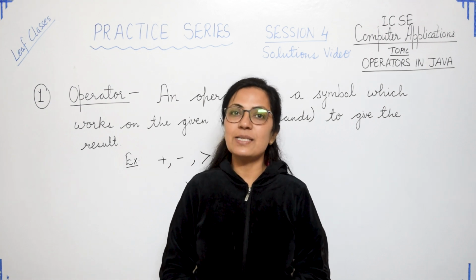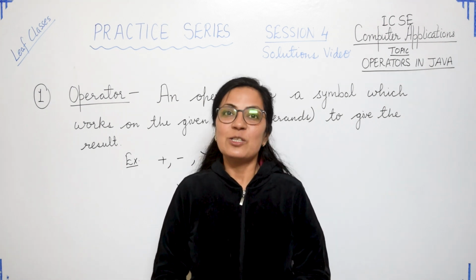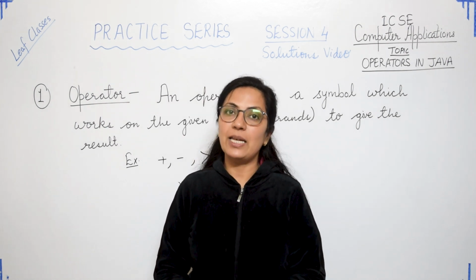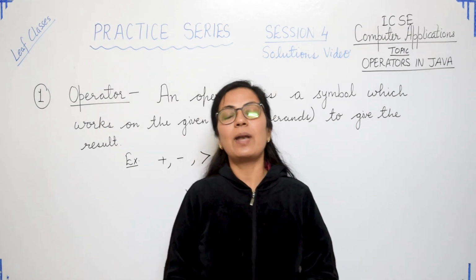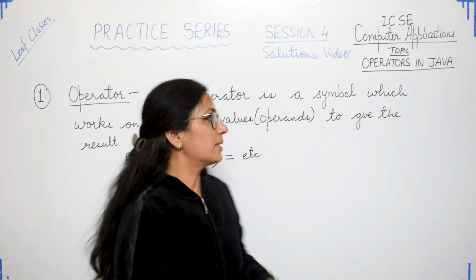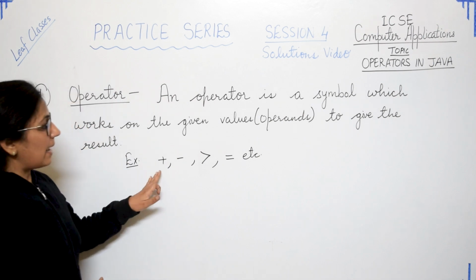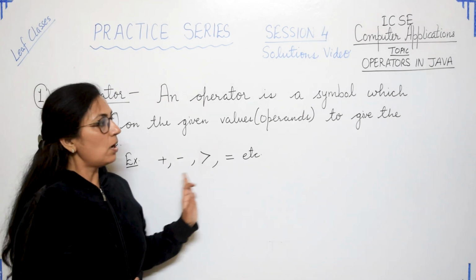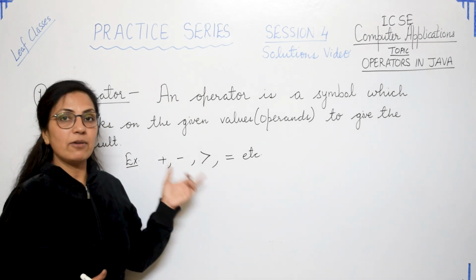The first question says define operator. So an operator is basically a symbol which works on the given values, and these values are known as operands, and it works and gives you a result. Here I have written examples of operators like plus, minus, greater than, equals to. So these symbols work on the given values.